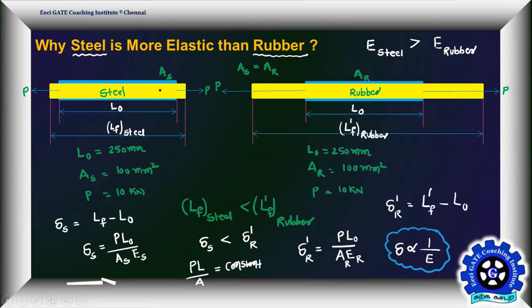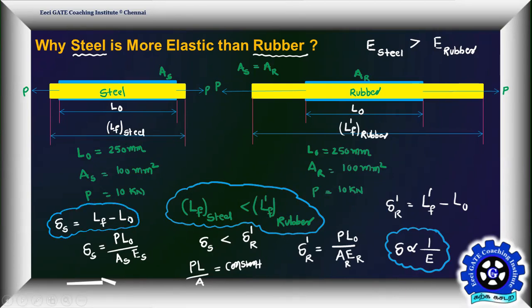Will you believe it or not? Will you accept it or not? Of course, yes, sir. L final rubber will be higher than the steel. Okay, L final steel is less than the L final rubber. I think this part you understood. Yes, sir. Right?